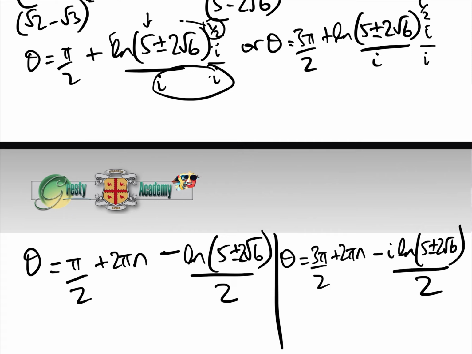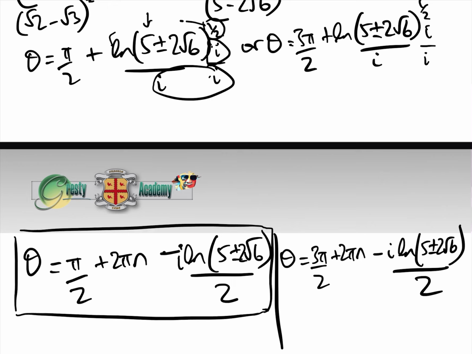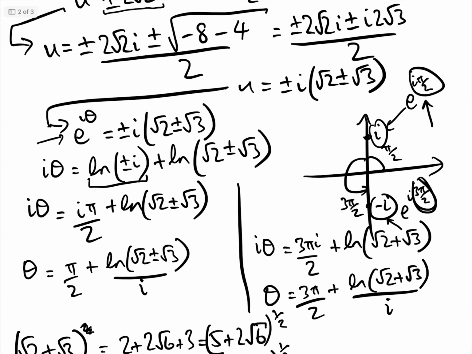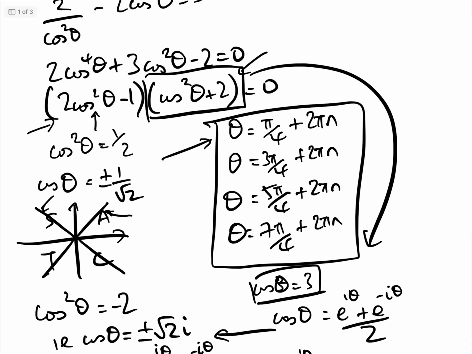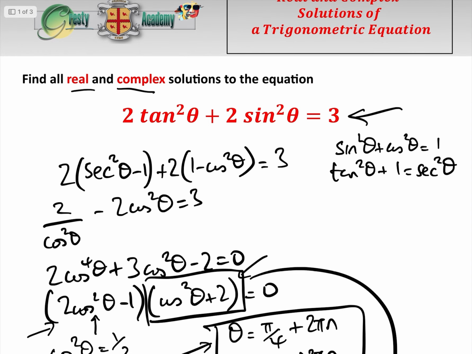And sorry, I've just missed an i off here. So that's an i as well, because we got the i here. We multiply top and bottom by i. So these are the sets of complex solutions here. So theta equals pi over 2, add 2 pi n, minus i log 5 plus or minus 2 root 6 over 2. Or theta equals 3 pi over 2, add 2 pi n, minus i log 5 plus or minus 2 root 6 over 2. They're the complex solutions, and the real solutions we've already got are here to this equation here.